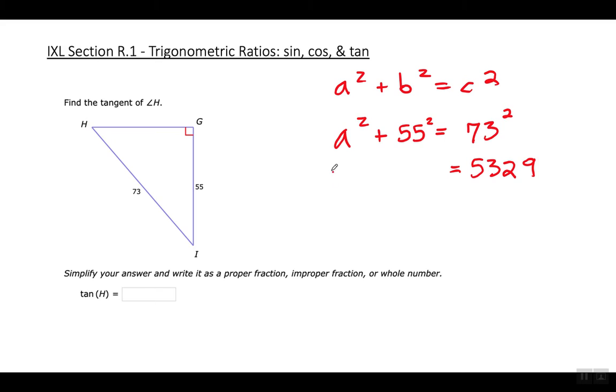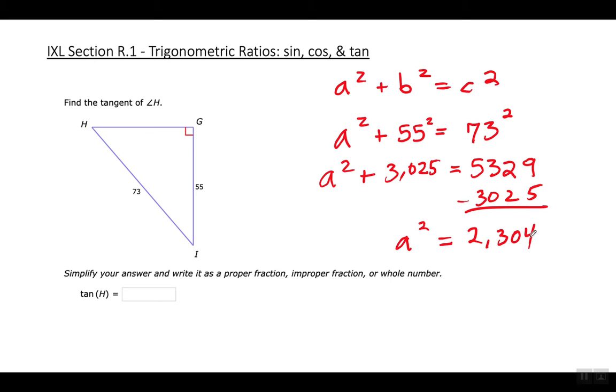So we have that, right? Now I'm going to move 3025 and subtract it. So 5329 minus 3025 equals 2304. So a squared is equal to 2304, and a is going to equal the square root of 2304. So a equals 48. So this side is 48.